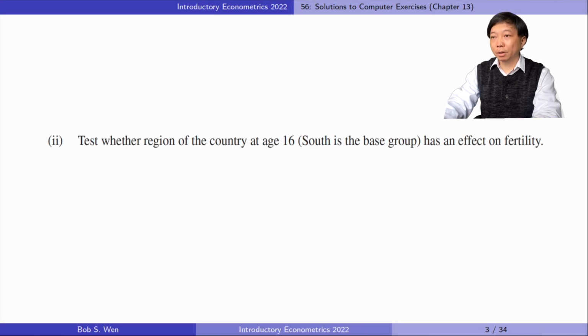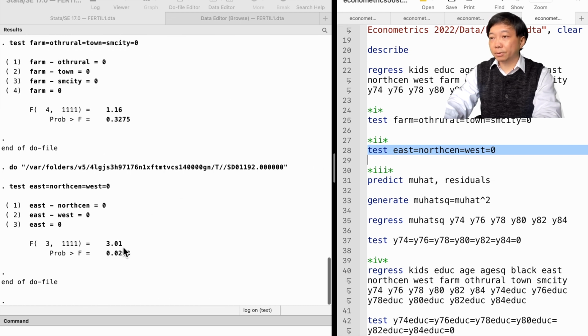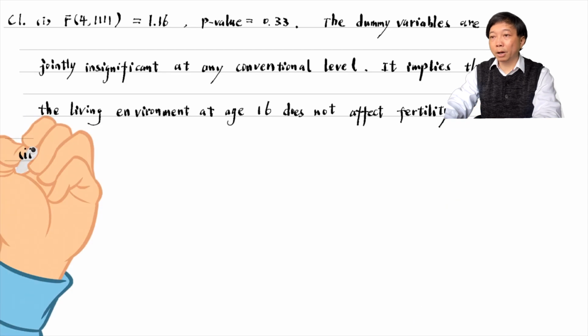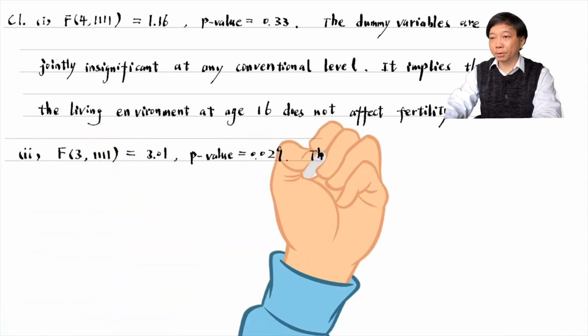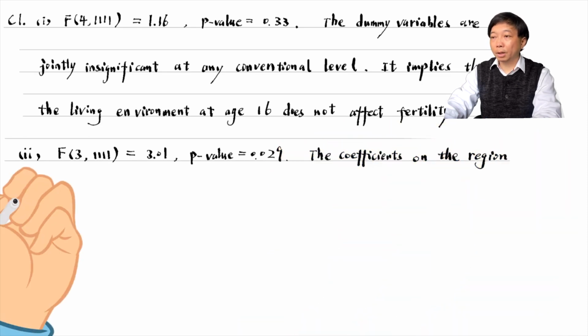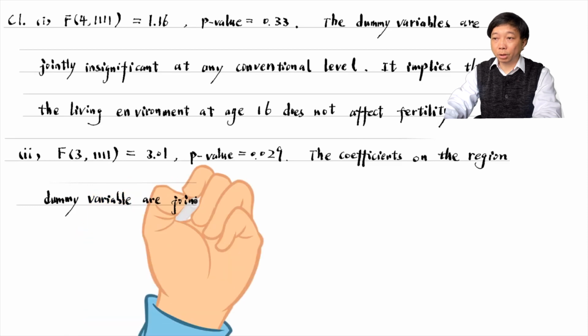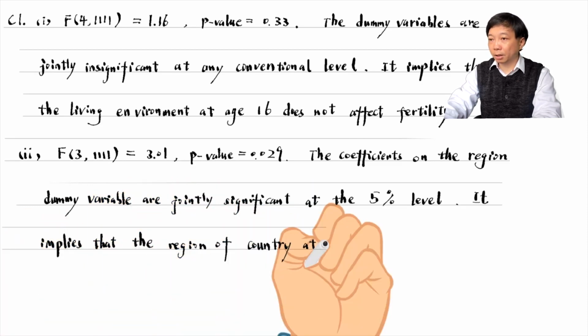In part 2, we test for the joint significance of the region dummy variables. The F statistic is 3.01, and its p-value is 0.029. The coefficients on the region dummies are jointly significant at the 5% level. It implies that the region of the country at age 16 affects fertility.